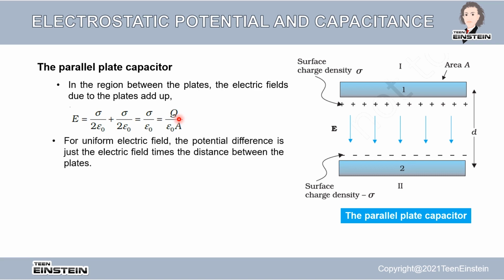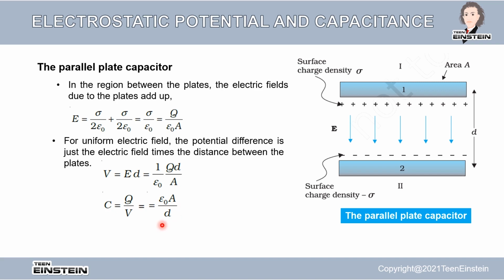For a uniform electric field, we can define the potential difference as the electric field times the distance between the plates. So V equal to E multiplied by d. We will substitute the E from this equation. Then we have V equal to 1 by epsilon 0 times Q d divided by A. So now we know V, we can easily calculate the capacitance of this configuration. Capacitance is already defined as Q by V. So we have C equal to Q by V, and we substitute V equal to 1 by epsilon 0 into Q d by A. So you have C equal to epsilon 0 A by d.